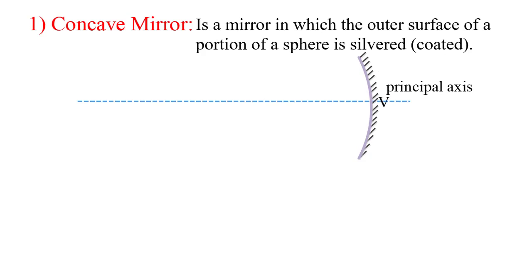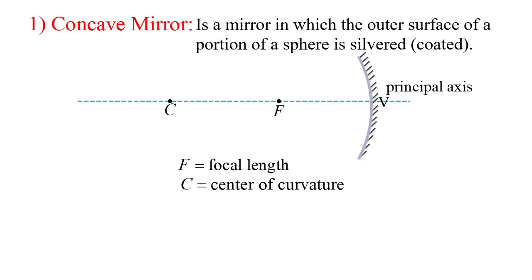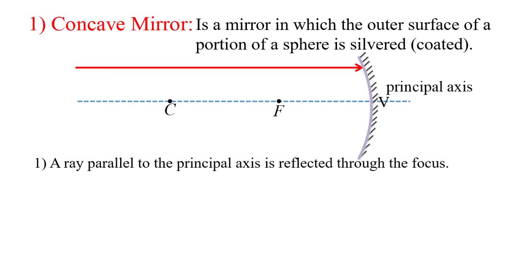If we assume this concave mirror, the line passing through the center at point V is called the principal axis. This is the focus, and this is the center of curvature. A ray parallel to the principal axis is reflected through the focus.